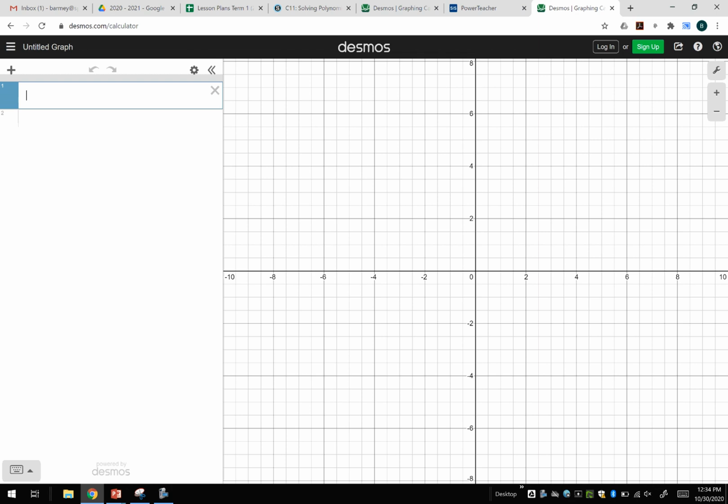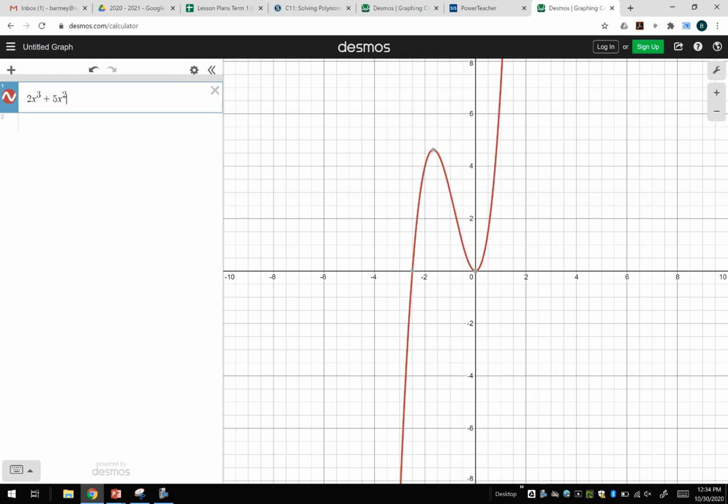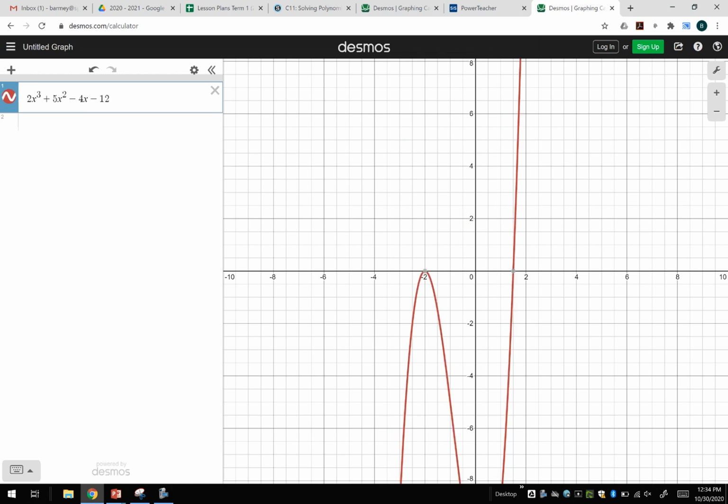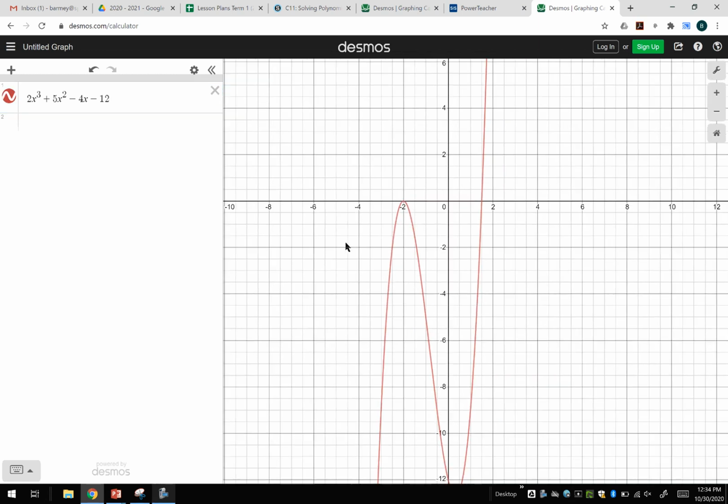Okay, and let's enter number 1 from our worksheet right here in Desmos. So it's 2x cubed plus 5x squared minus 4x minus 12. Take a second, make sure everybody can graph that one in Desmos. And this is the first step to even being able to do the worksheet today. I want to make sure everybody can graph here in Desmos.